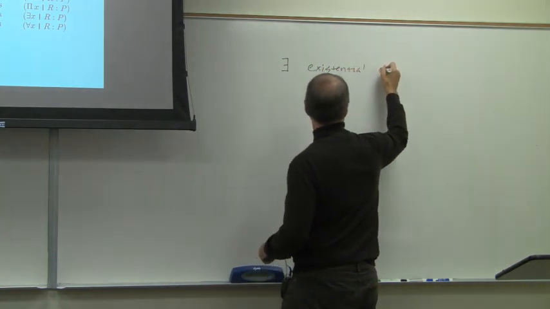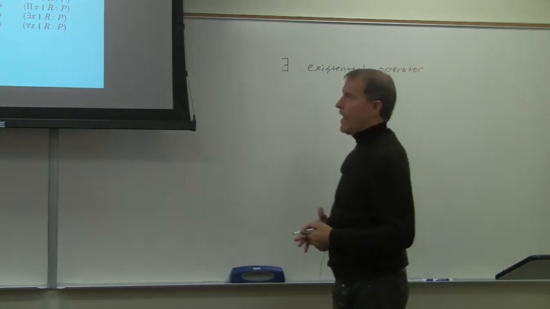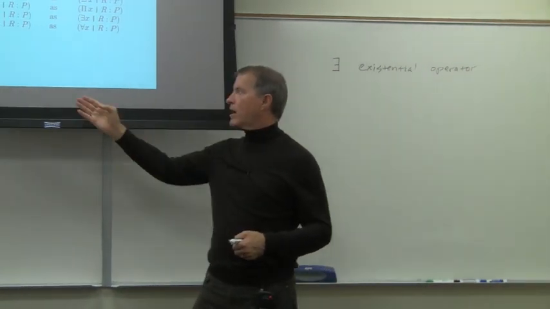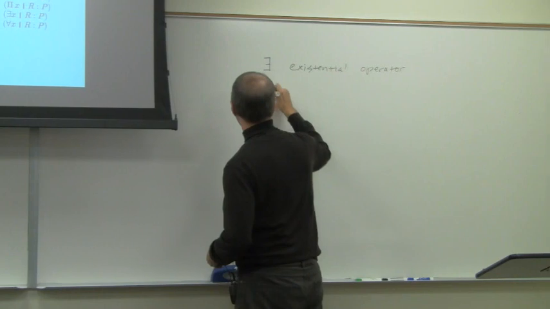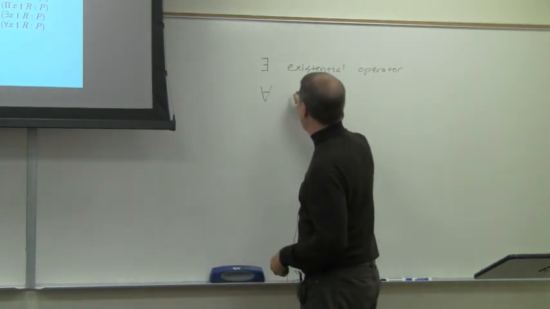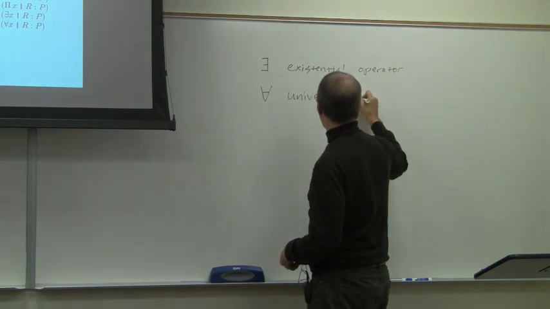Existential operator, okay? And furthermore, when we quantify over conjunction, the symbol that we're going to use is this upside down A. And this is called the universal operator.